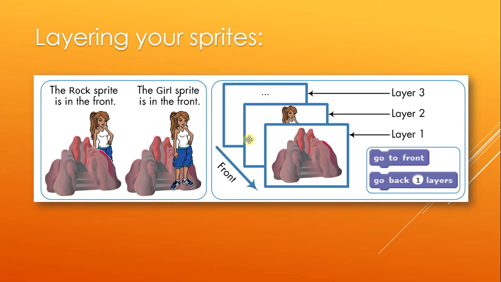So if you set your firework rocket to go back 1 layer, it'll now come out from behind the buildings and not in front of the buildings anymore. Okay, do you see how now it looks like they're shooting it from behind the city skyline? Okay, so you can use layering to change it quite subtly but quite effectively.